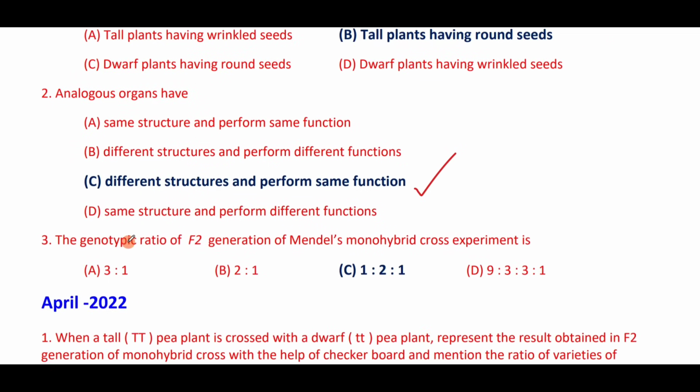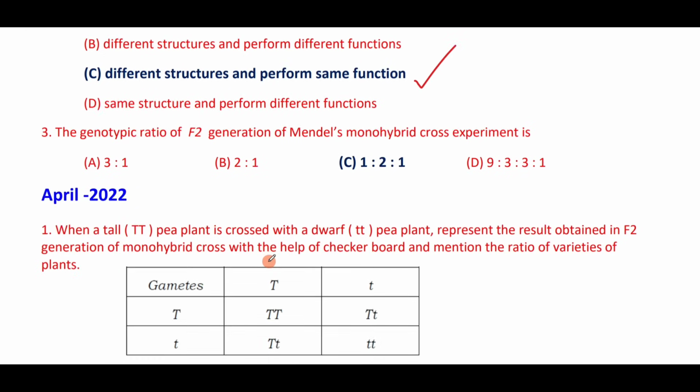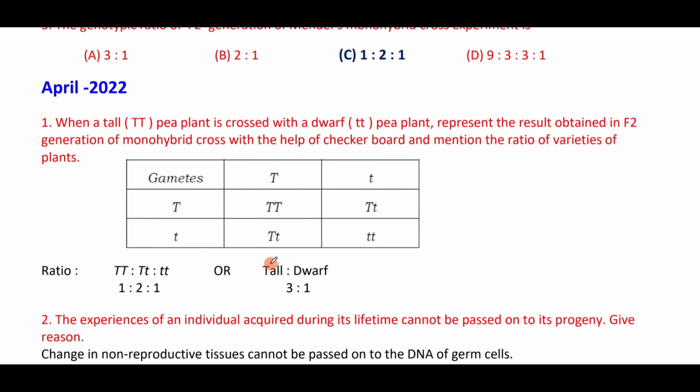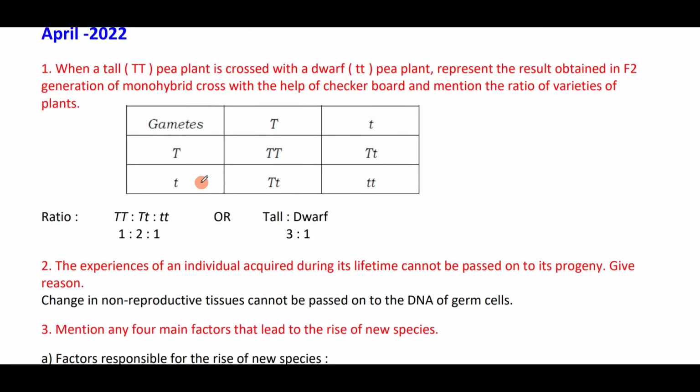The genotypic ratio of the F2 generation of Mendel's monohybrid cross experiment is 1:2:1. Phenotypic ratio is 3:1. When a tall pea plant is crossed with a dwarf pea plant, represent the result in the F2 generation. With the help of a checkerboard, mention the ratios of the varieties of plants. See, it's a very simple experiment, the monohybrid cross experiment, for 3 marks.